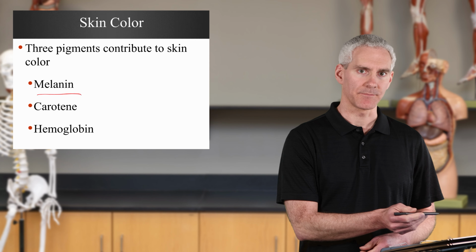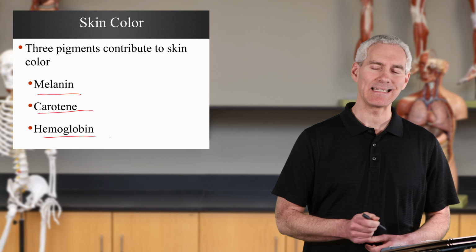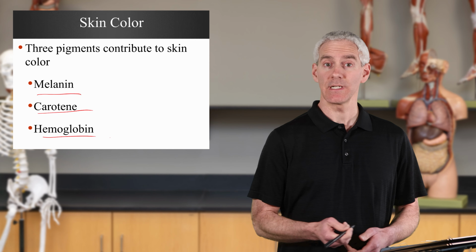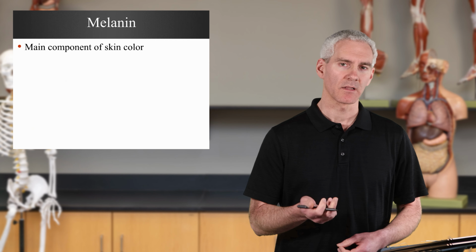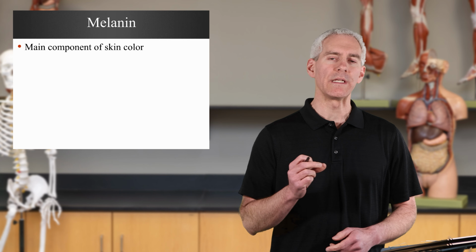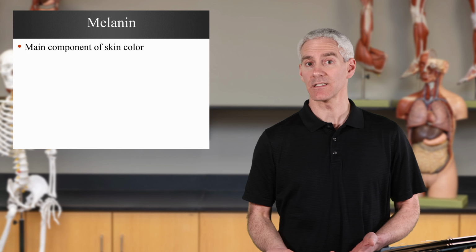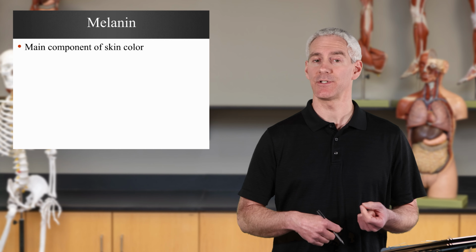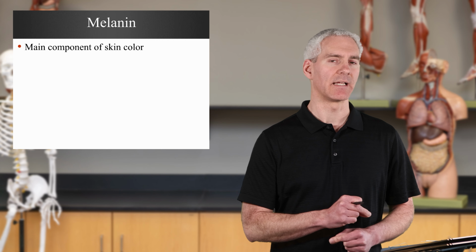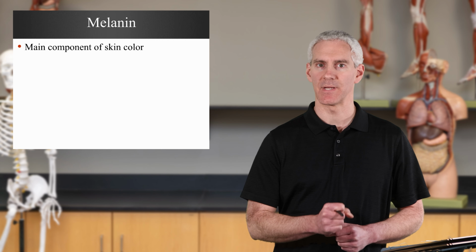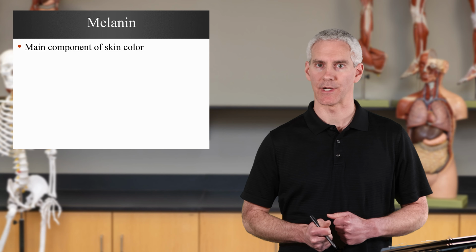We have melanin, as we know came from melanocytes. We're going to have carotene and hemoglobin. So three different things that are all impacting skin coloration. Let's start with melanin. We know melanin is produced by melanocytes. We know those melanocytes are found in the epidermis in the stratum basale. Now, this melanin is going to be the main pigment of your skin. It's what has the majority of the impact on what your skin coloration is going to be.